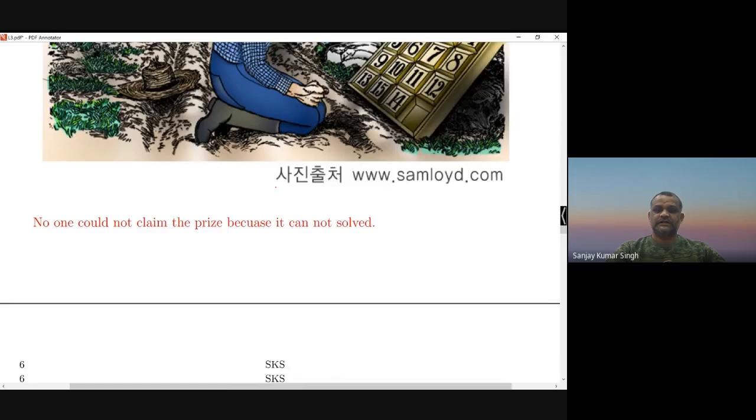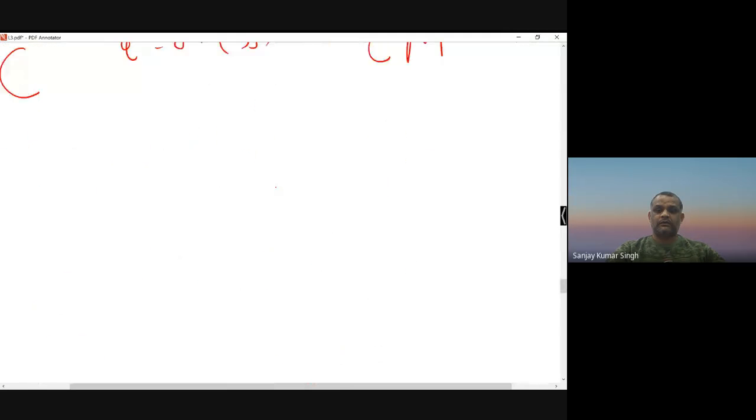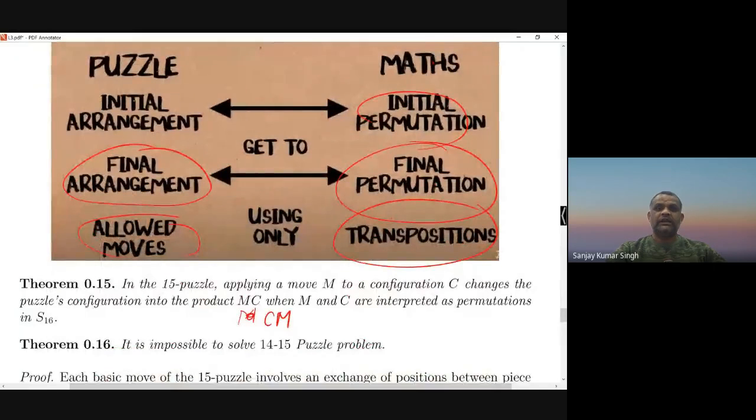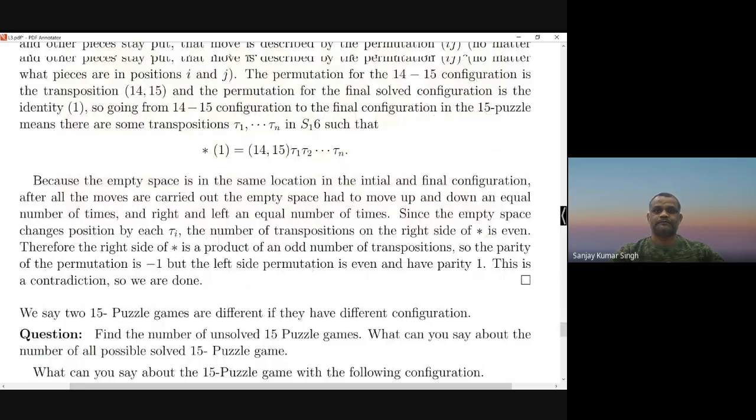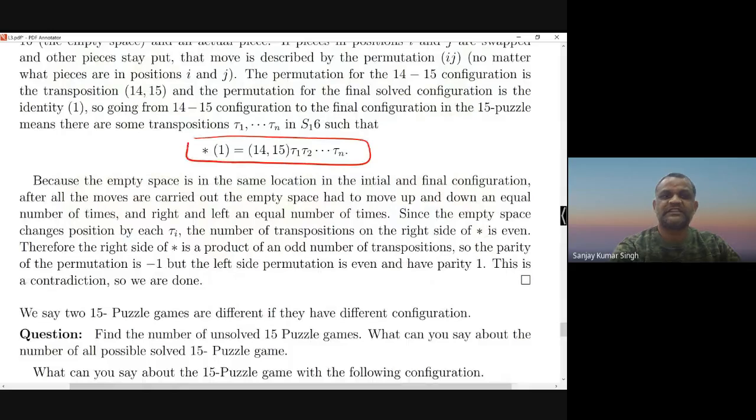So now here you had the 14-15 puzzle. The initial permutation was just (14 15). Now you have made many transpositions and you wrote them as τ1, τ2, up to τn, and the final position was the identity. So you get this equation, star. But now look at this. Suppose n is even. Not suppose, we have actually proved that n is always even because the number of moves will be even.